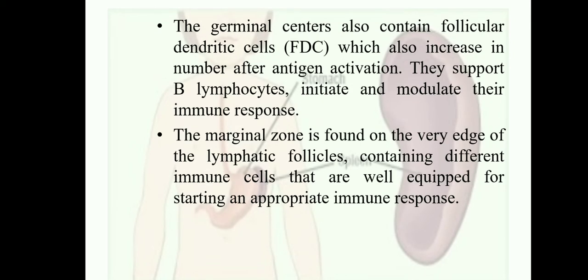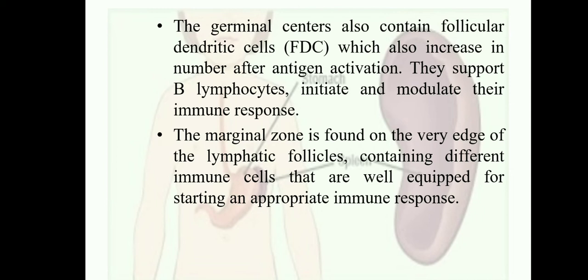The germinal centers also contain follicular dendritic cells, which also increase in number after antigen activation. This means that whenever an antigen is presented to the B lymphocytic cells, these follicular dendritic cells also increase in number. They support the B lymphocytes to initiate and modulate their immune response.